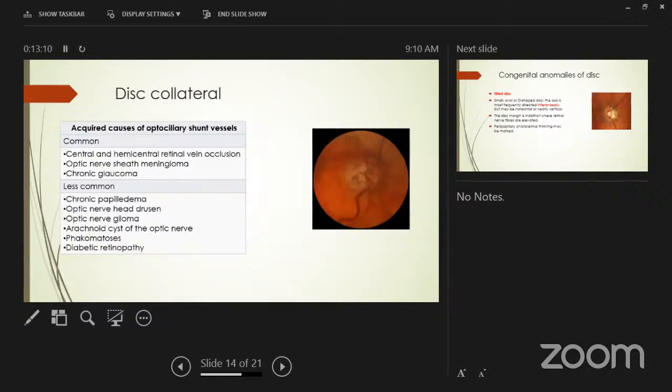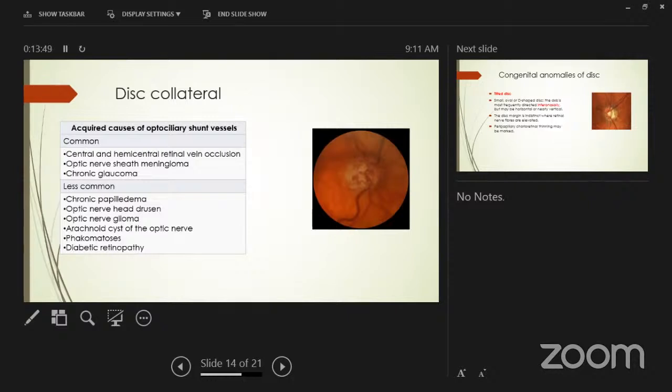One more important finding is the disc collateral. Disc collateral is actually just a collateral circulation between the central retinal vein and the choroidal vessels. Usually these vessels are present in normal individuals also, but when there is any obstruction to the central retinal vein, then these collaterals get enlarged, and they form the pathway directly to the choroidal circulation.